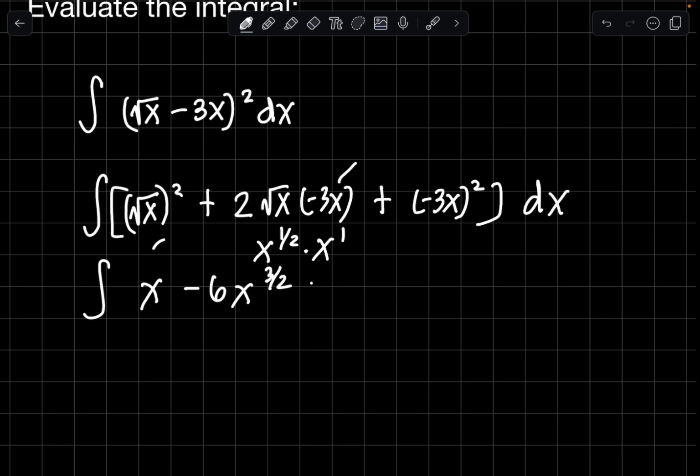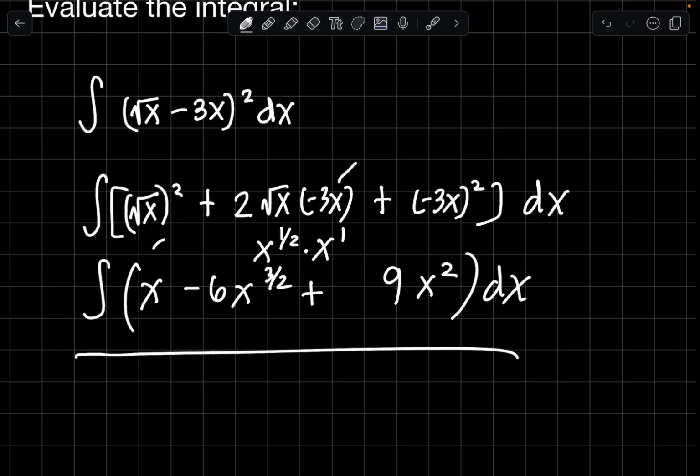3/2. Then plus the square of negative 3x, you can distribute the exponent 2 to negative 3 and x. So we will have negative 3 squared times x squared. But negative 3 squared is equal to negative 3 times negative 3, or positive 9. So we have the integral of x minus 6x raised to 3/2 plus 9x squared.